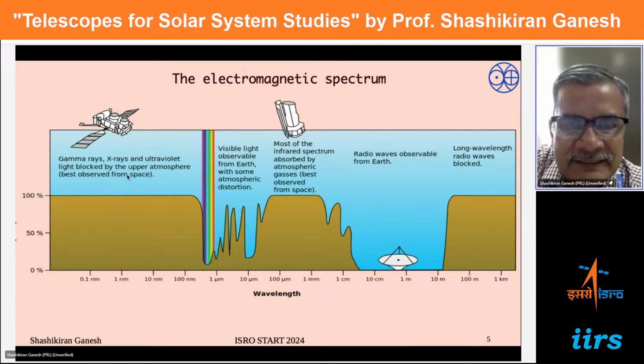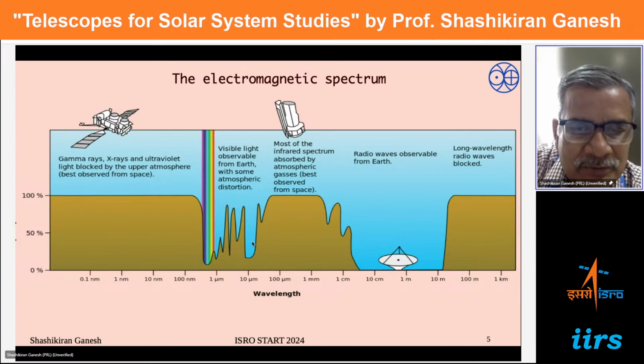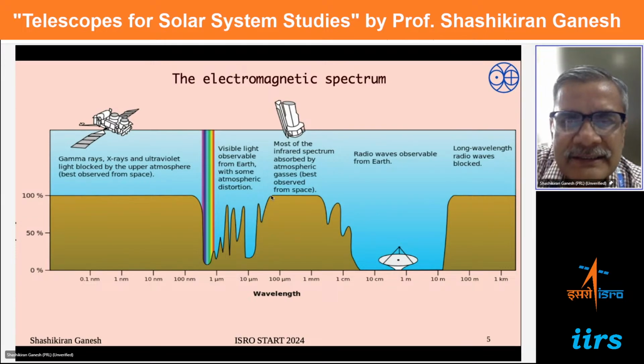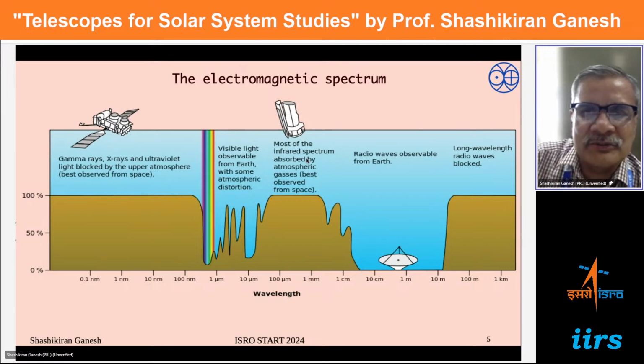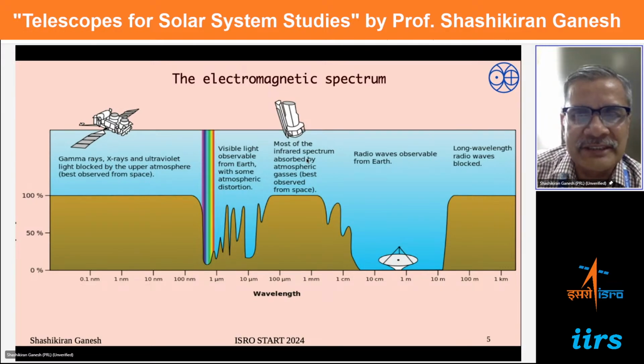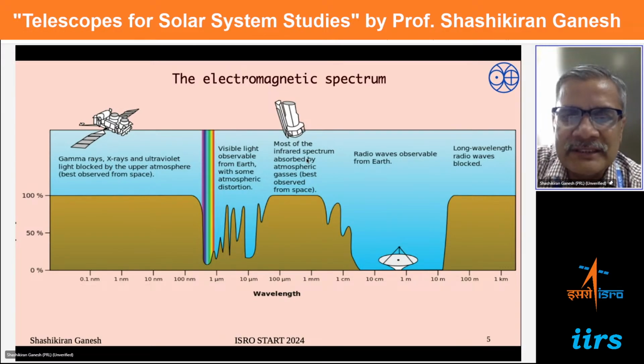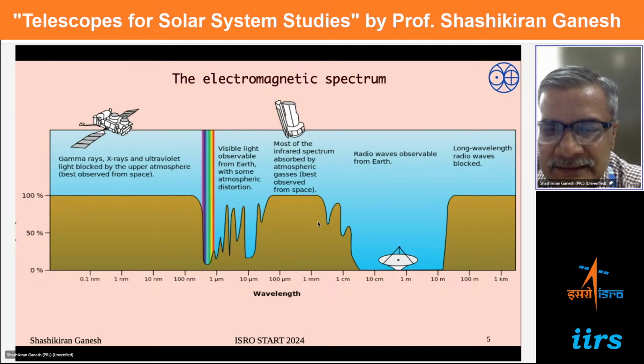What does get through to the Earth's surface is some amount of visible light, and a little bit of infrared, with small windows in the near and mid infrared up to about 30 micron. Beyond that, again, it is completely absorbed, and you need to go to space in order to observe most of the infrared spectrum, including in the millimeter and sub-millimeter. There are few windows here.